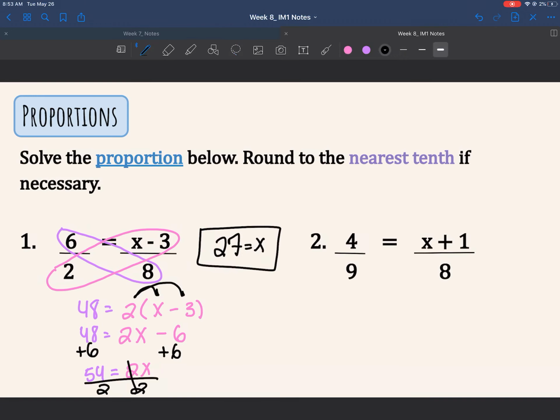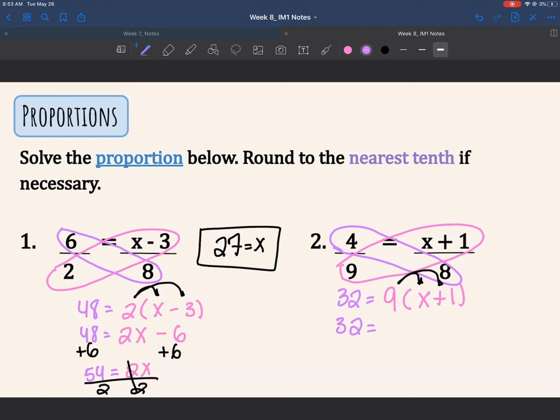So, same exact process for number 2. I'm going to start off with doing 4 times 8, which is 32. And then I'm going to do my 9 times x plus 1. So I get 9 times x plus 1. Then we can distribute. So the 32 comes down. 9 times x is 9x. 9 times 1 is 9. We can subtract 9 here. And when we do that, 32 minus 9 is 23.